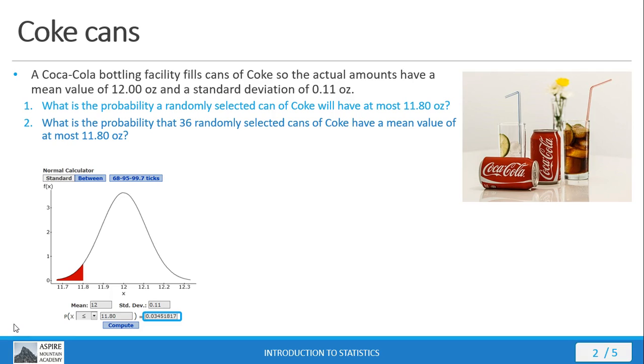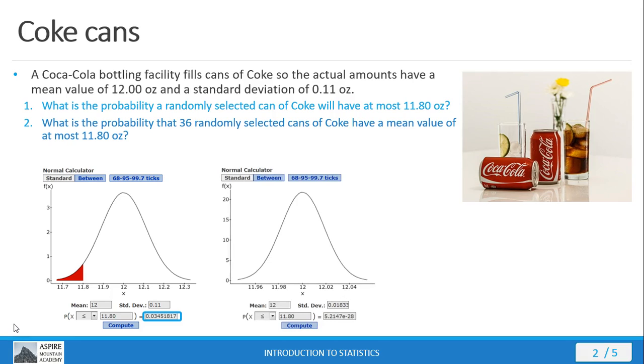Okay, let's see how well you did with this. Here's the normal calculator in StatCrunch. Remember, since your sample size is greater than 1, you've got to adjust that standard deviation value. So we have 36 in our sample, so the square root of 36 is 6. I take the 0.11 that was given earlier, divide by 6, and that gives me 0.0183, which I put there into my standard deviation field.